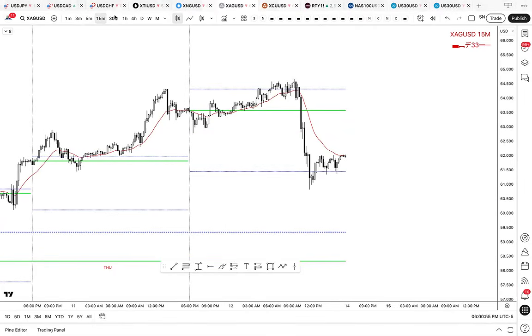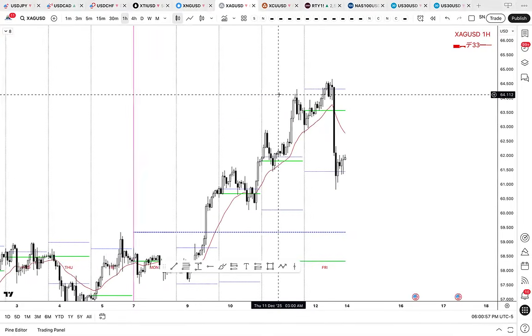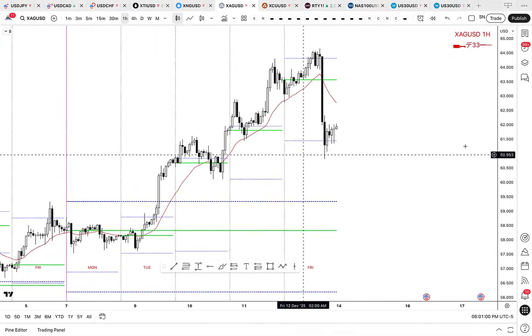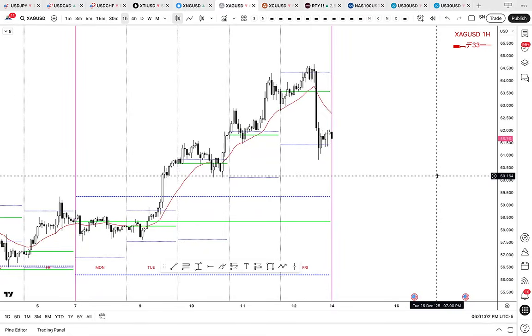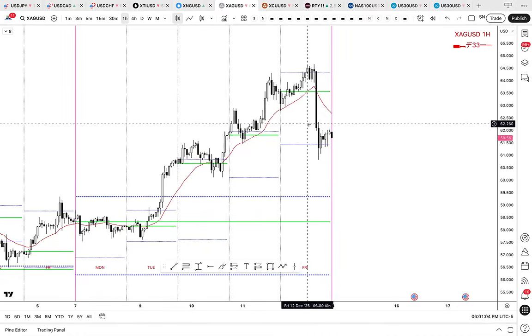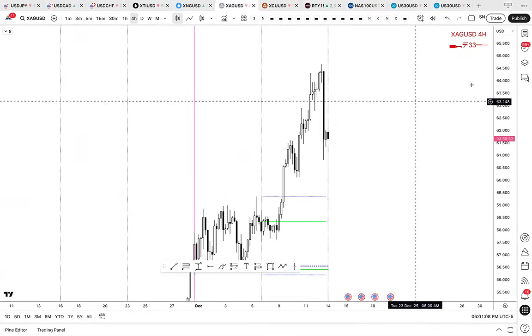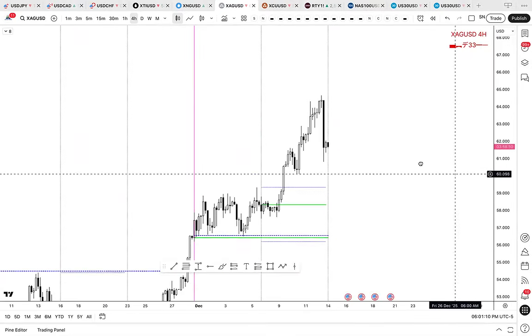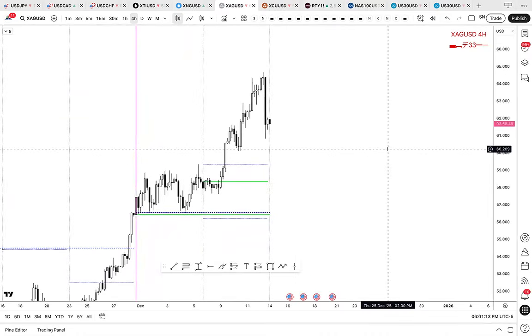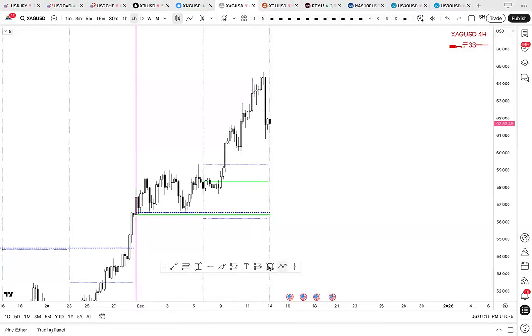Now let's just zoom out so I can get some perspective here. The wicks are what I'm looking for. You can use a 1 hour, a 30-minute, a 4 hour, a daily. It doesn't matter. And here's why. Because structure is structure no matter what time frame you are trading.